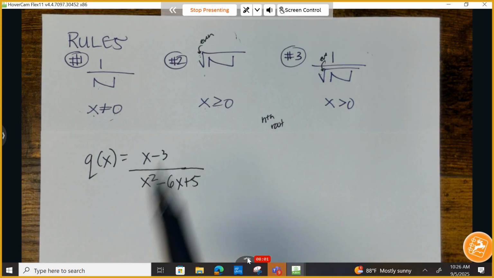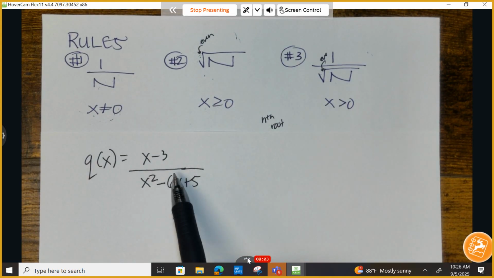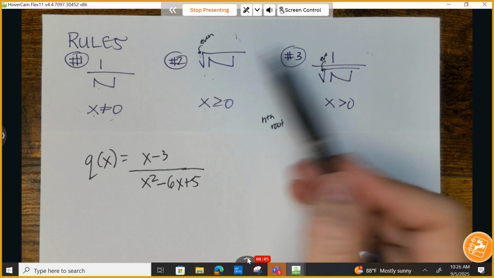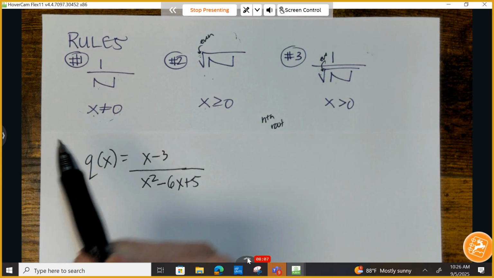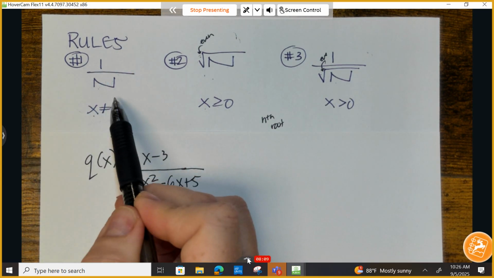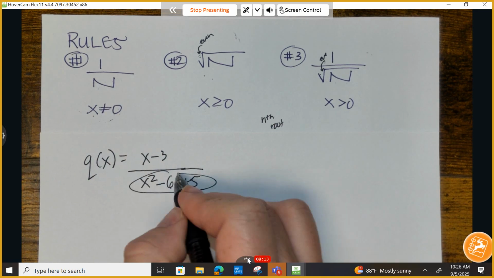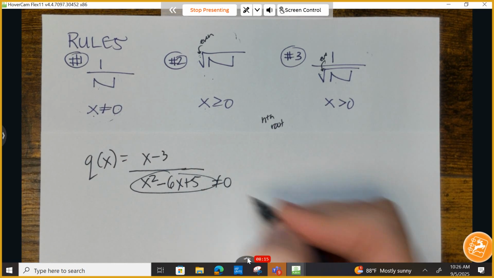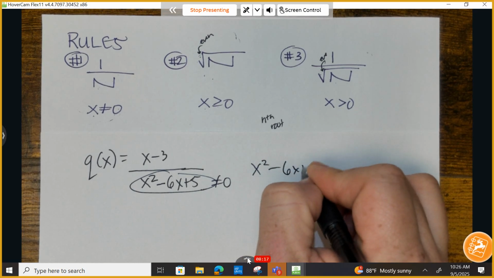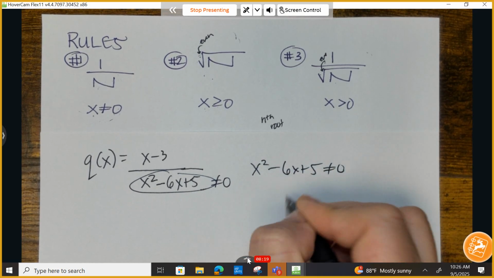I know I'm not going to apply rule 2 or rule 3. Why? Because there's no radical. So there's no chance of me applying rule 2 or rule 3. The only chance I apply rule 1 is if we have any variable in the denominator, which we do. So this portion cannot equal 0. So x squared minus 6x plus 5 cannot equal 0.